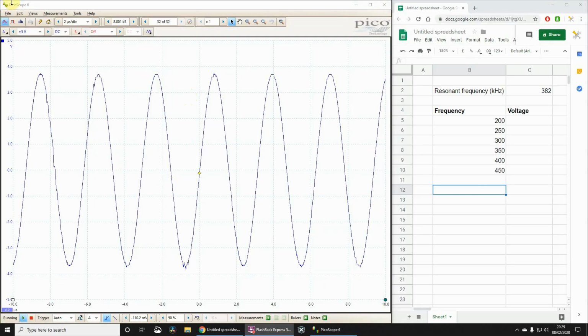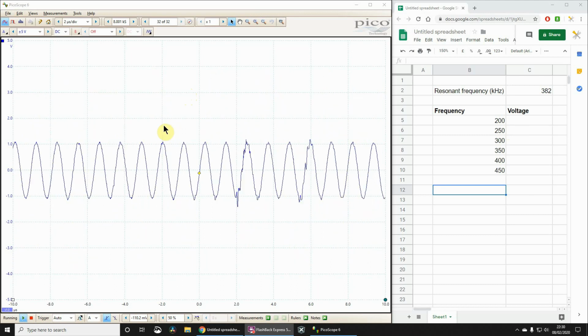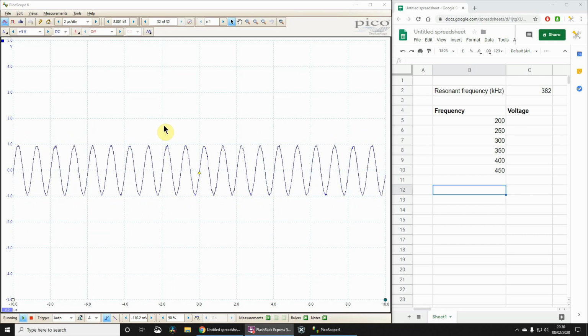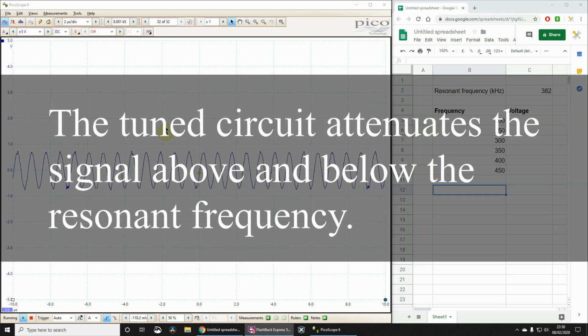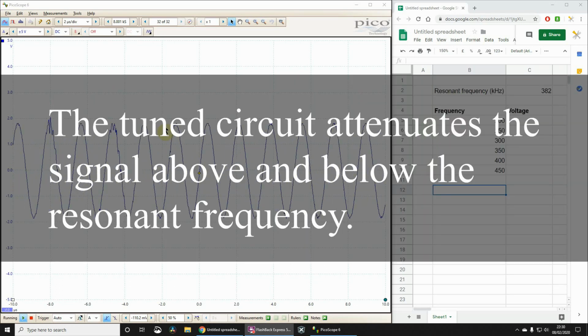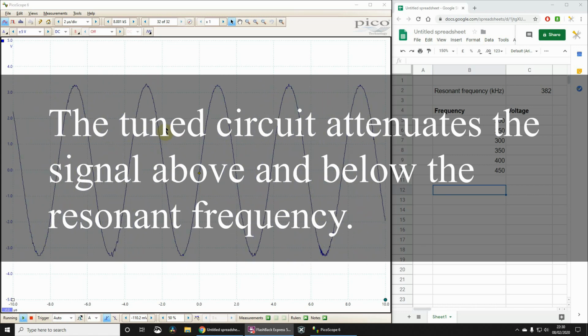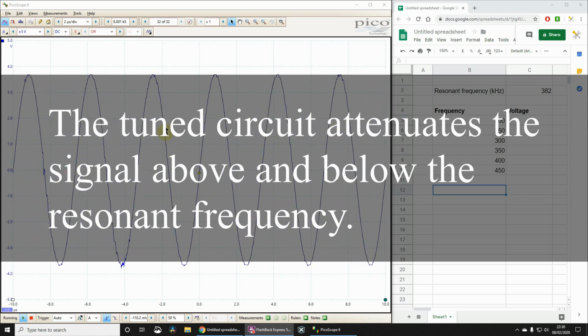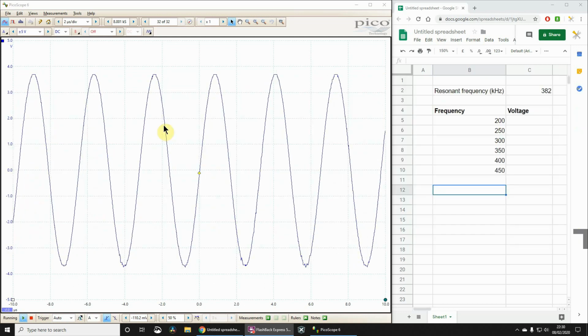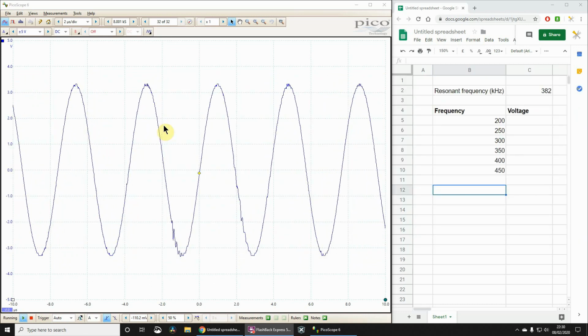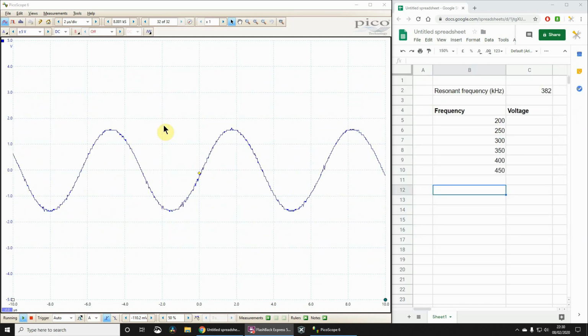As you can see, I've opened up Picoscope, and I've got an old function generator where I just twist the knob to change the frequency. As I'm increasing the frequency, I'm reducing the amplitude. And when I get to, that must be about the resonant frequency there, because that's when the amplitude is greatest. And then if I go below the resonant frequency, it becomes attenuated.